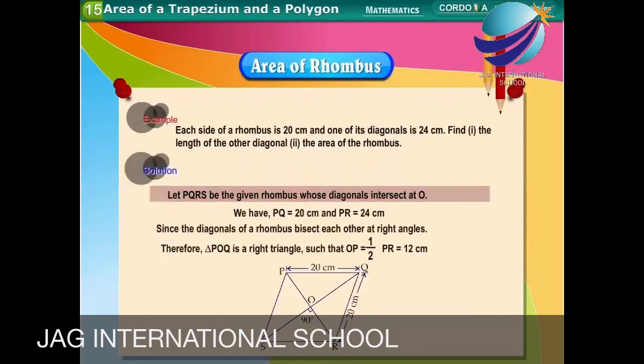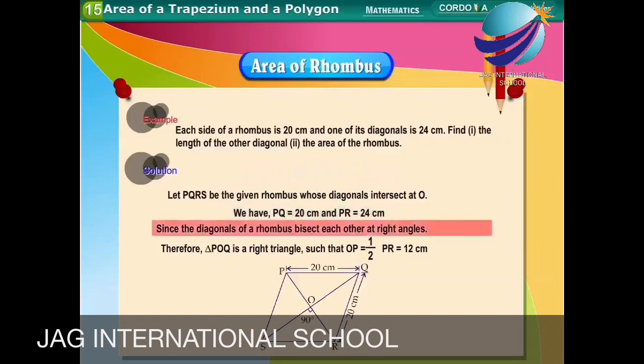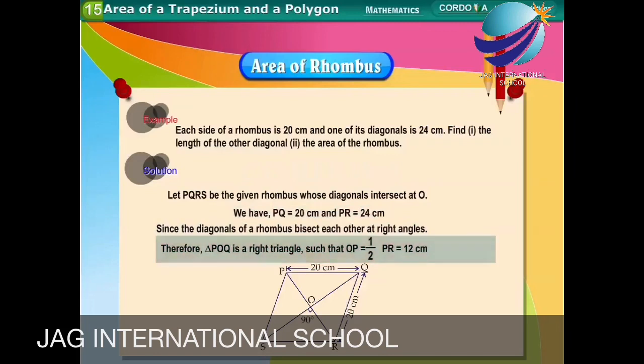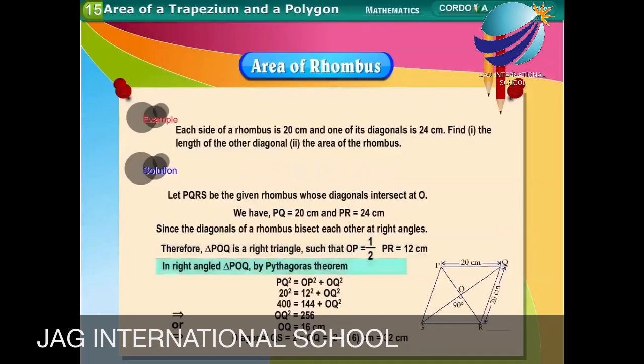Solution. Let PQRS be the given rhombus whose diagonals intersect at O. We have PQ equal to 20 centimeters and PR equal to 24 centimeters. Since the diagonals of a rhombus bisect each other at right angles, therefore, triangle POQ is a right triangle such that OP is equal to half PR, which is equal to 12 centimeters. In right-angled triangle POQ, by Pythagoras' theorem, PQ square is equal to OP square plus OQ square.